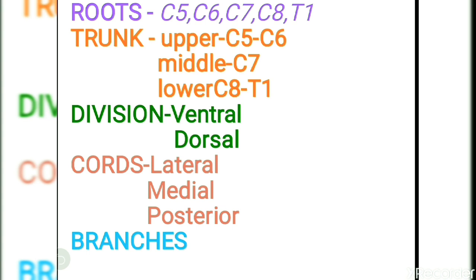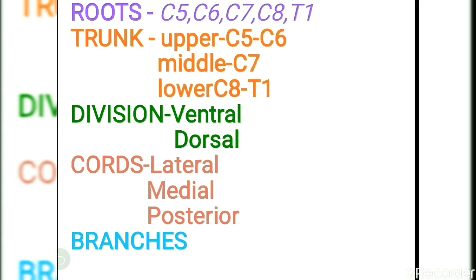The 5 roots C5, C6, C7, C8, and T1 should give 3 trunks. For giving 3 trunks, they need to join together. So the upper trunk is made up of C5 and C6. That is, C5 and C6 join to form the upper trunk. And C8 and T1 also join to form the lower trunk, and C7 alone will form the middle trunk.